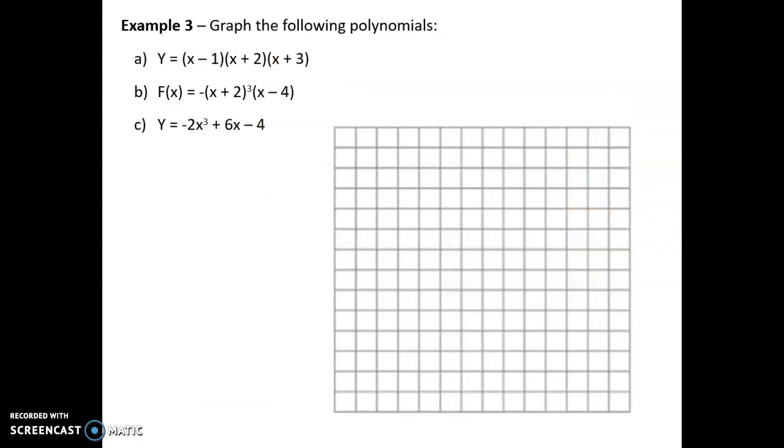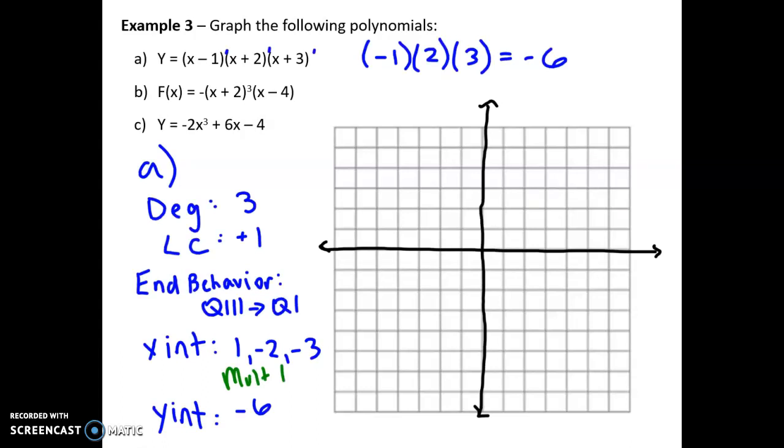Now we're going to go on to example 3, and we're going to graph these polynomials. I will graph the first one with you, and then we'll try the next couple on our own. So let's start with A. Before we start this, we have to find all of our information. Okay? Let's start by finding the degree. So once you have your degree of 3, your leading coefficient of 1, that means your end behavior is 3 to 1. I always write this on my graph. So I'd always put 3 and 1. So I know that my pencil has to start in 3 and end in 1.